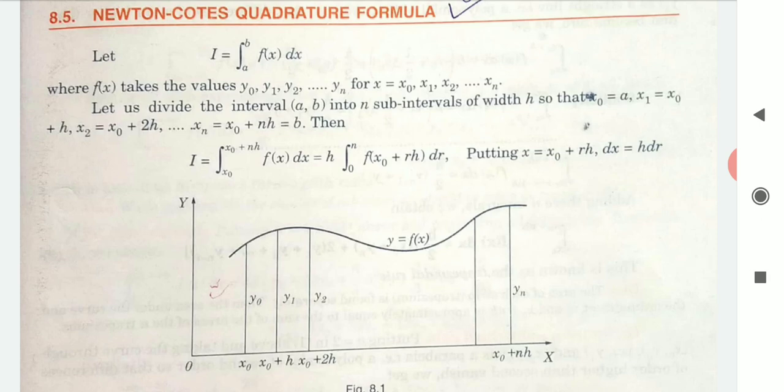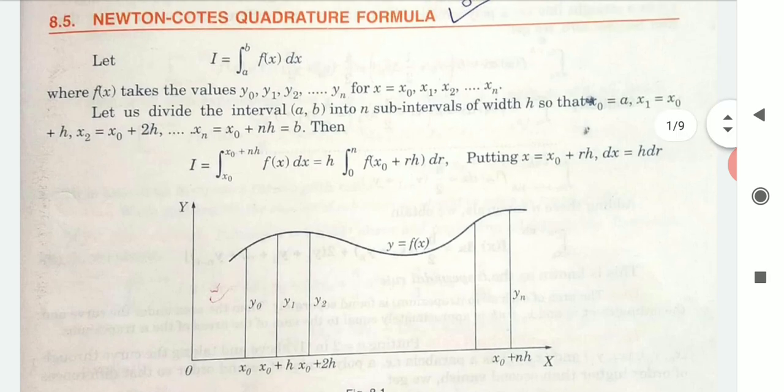f of x dx will remain, which will be equals to, just listen here carefully what we are exactly doing, how this conversion is taking place. We are taking it as h into integration 0 to n f of x0 plus rh dr. Why am I writing this? Can I write this first of all? Yes, I can always write this.